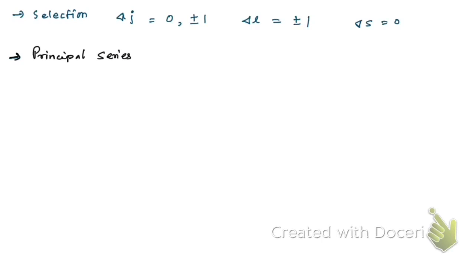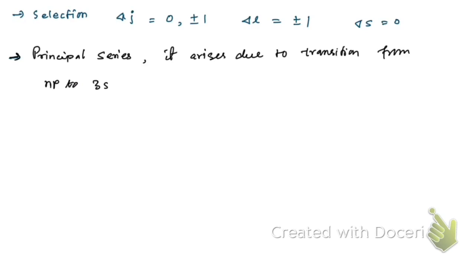And it arises due to the transition. Okay, so let me write principal series, and it arises due to the transition from NP to 3s. Okay, here n is greater than 2, right?